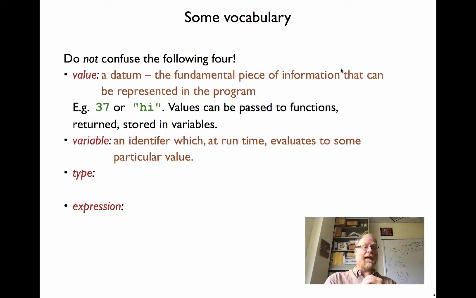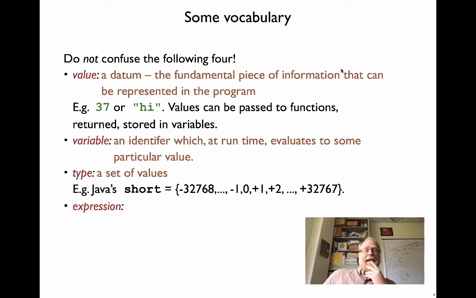Okay. A variable. A variable is an identifier that is associated with a value. Okay, that value might change over time, if it varies even. So, okay. Type. I mentioned this briefly before in class.